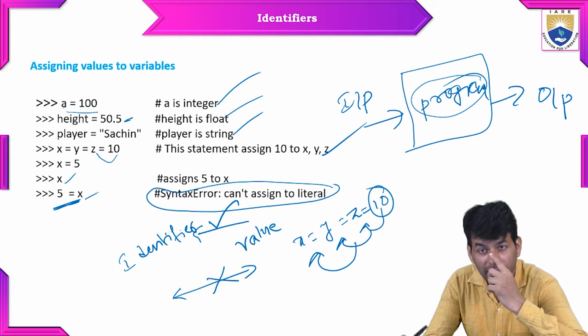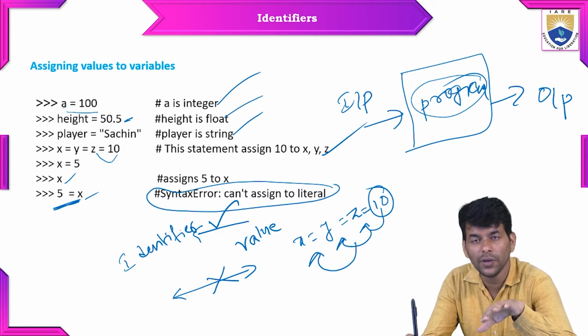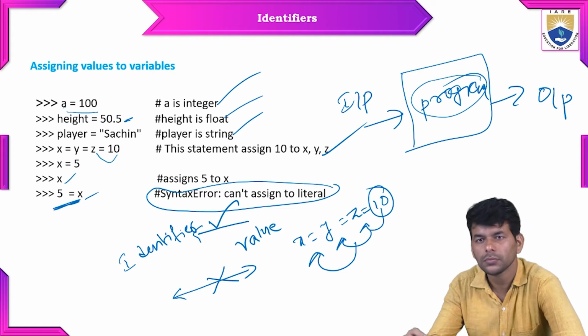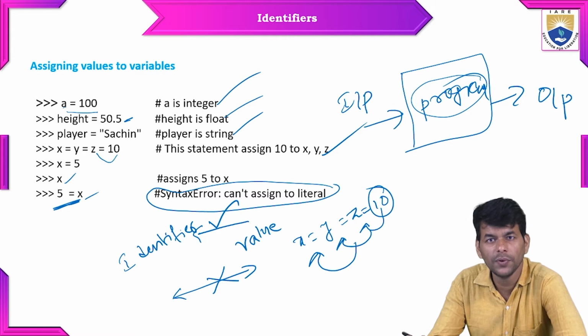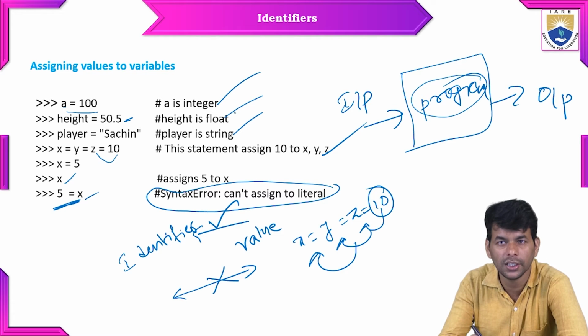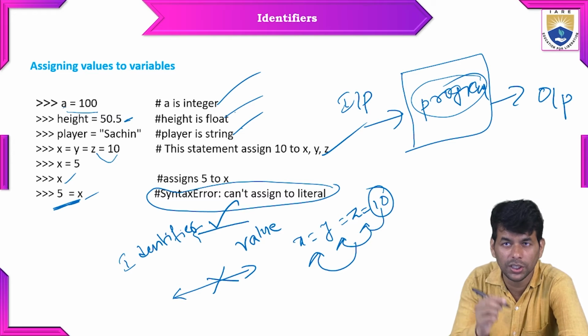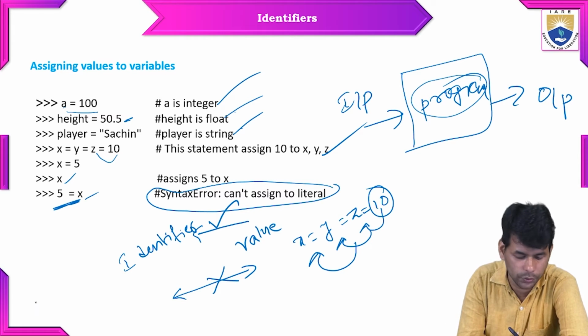In Python, when we are assigning a value to a variable, it can take any value. But after assigning values to the variables, only then will we know whether it is an integer, a floating point, or a string value, whatever it may be. Is that clear? So this is about assigning values to variables.